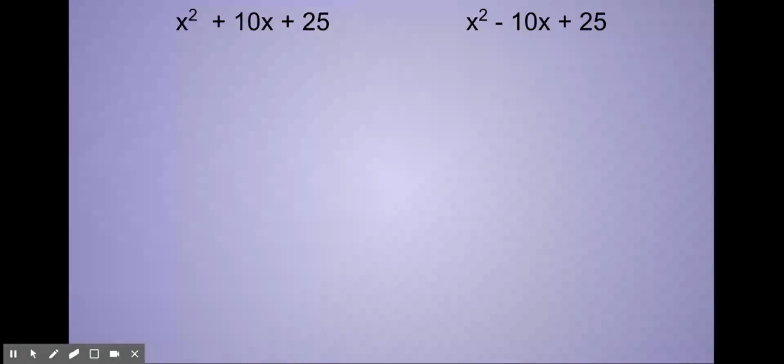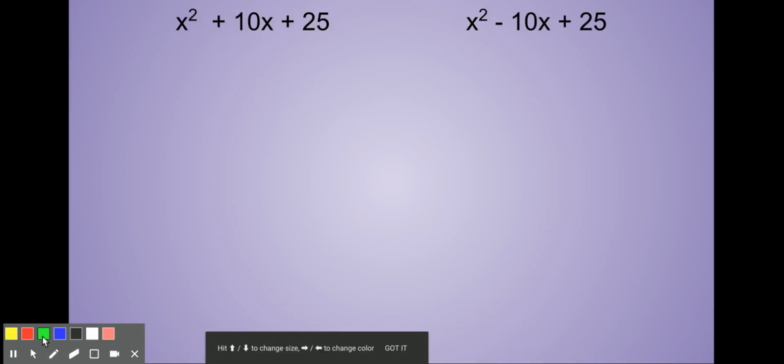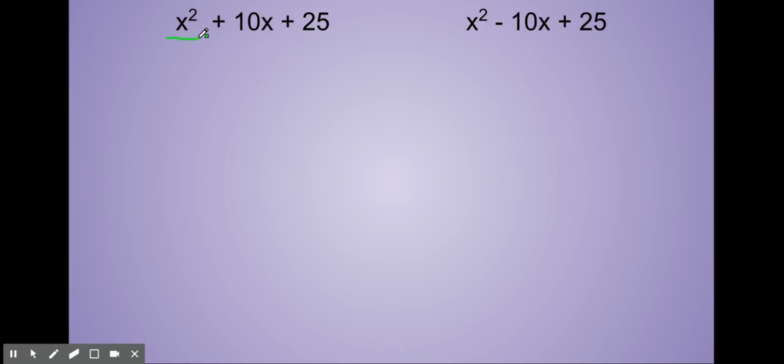So here we have x squared plus 10x plus 25. What I like to do is look at my first term and ask myself, is that a perfect square? In this case, it is. x squared is a perfect square. So then I'm going to write down the square root of that value. The square root of x squared is x.